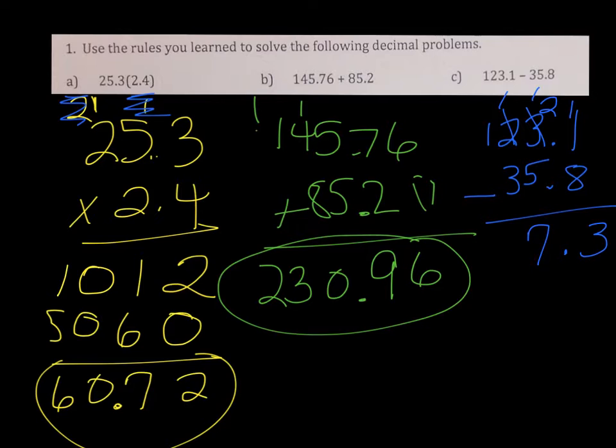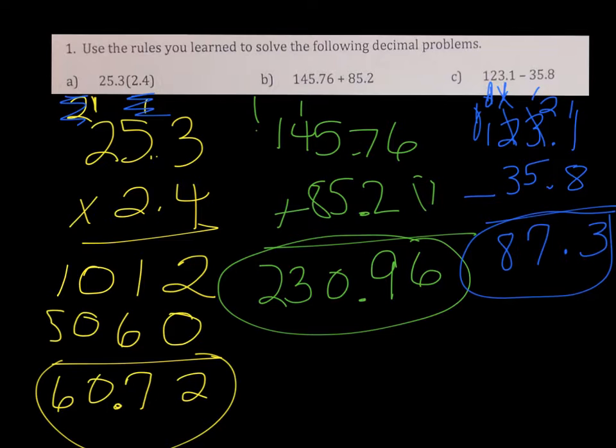I can't take 3 from 1, so I'm going to have to borrow over here. That's going to make it 10. Sorry, I'm borrowing from this one. It's going to make that a 11. 11 minus 3 is 8. So my final answer is 87.3. So when I'm adding and subtracting, I must line up my decimal points. Okay, so here I lined up my decimal points.